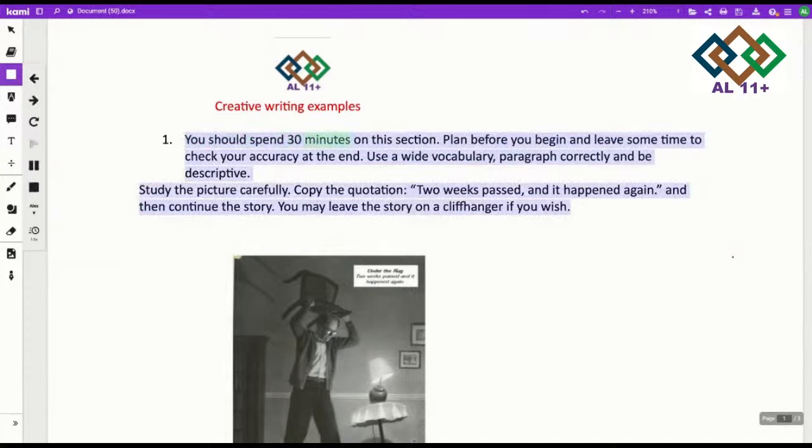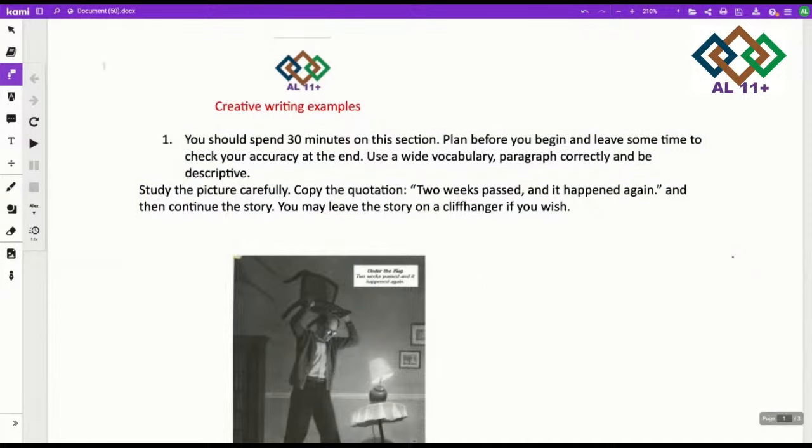You should spend 30 minutes on this section. Plan before you begin and leave some time to check your accuracy at the end. Use a wide vocabulary, paragraph correctly and be descriptive. Study the picture carefully. Copy the quotation, "2 weeks passed and it happened again," and then continue the story. You may leave the story on a cliffhanger if you wish.